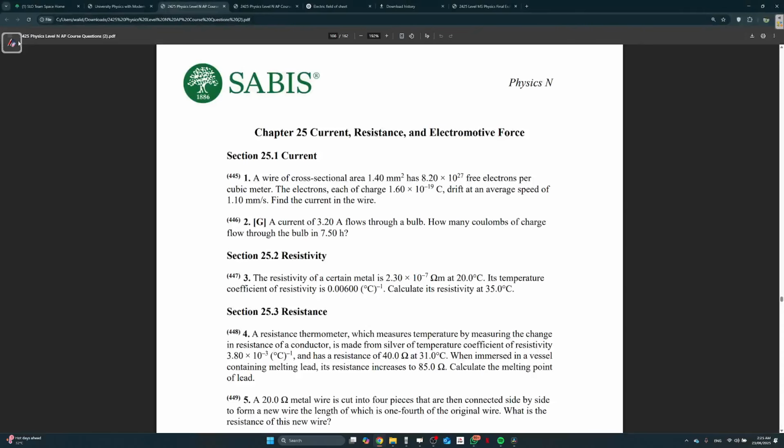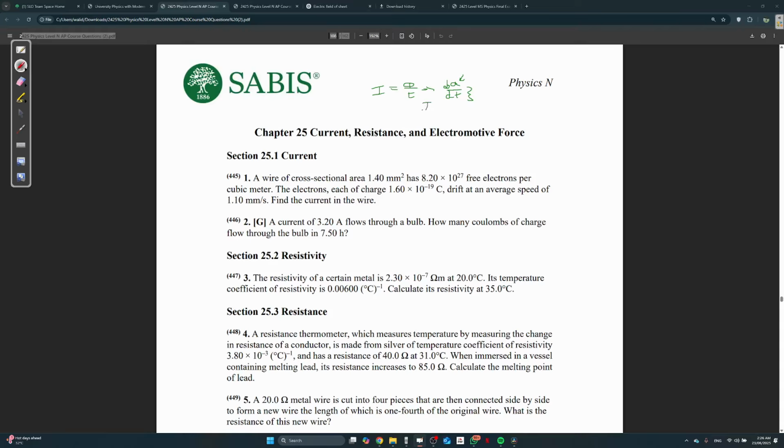Okay, this is chapter 25: current, resistance, and EMF. There are a few new formulas about current that you need to know. I'm going to go question by question and teach them to you. For current, the easiest formula is I equals Q over T, and if you ever see it, it's the derivative of charge with respect to time.